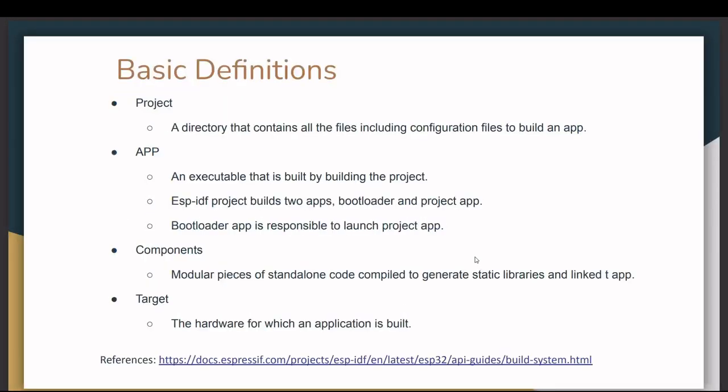So starting from the basic definitions, what is a project? A project is basically a directory that contains all your files, which are configuration files, your code files, and all the setup files. These files are basically used to build and generate an app. An app is an executable that is generated after building your project.